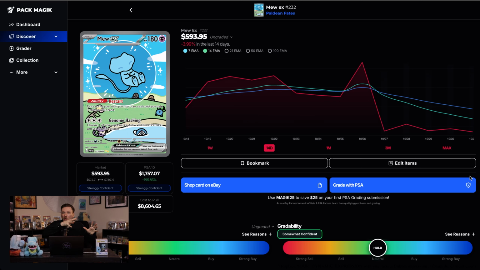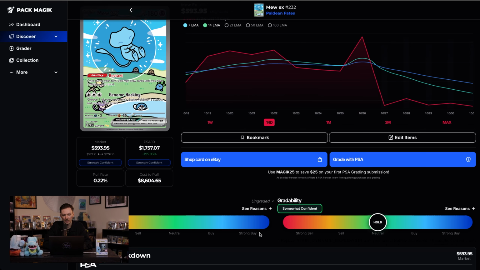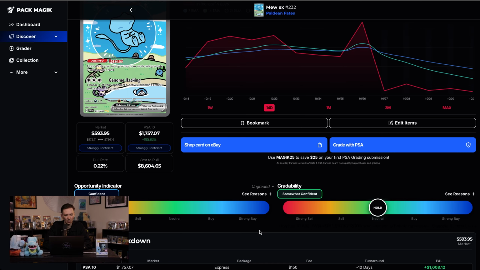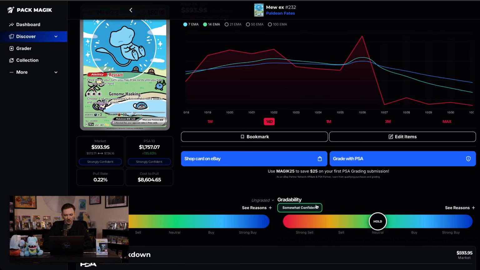Whenever a lower EMA crosses down below a higher EMA, it usually means, hey, maybe you should sell this card or this thing. When a lower EMA crosses up above a higher EMA, that means you should likely buy the thing. So the 7 has crossed below the 14. So I might see that as a signal to, hey, maybe I should sell this and pick it up again later when it's a little cheaper. Maybe the hype on this is dying a little bit. And I can confirm that down below here with the buying and selling indicators, the opportunity indicators, and the gradeability indicators. I'll get to those in a minute though.